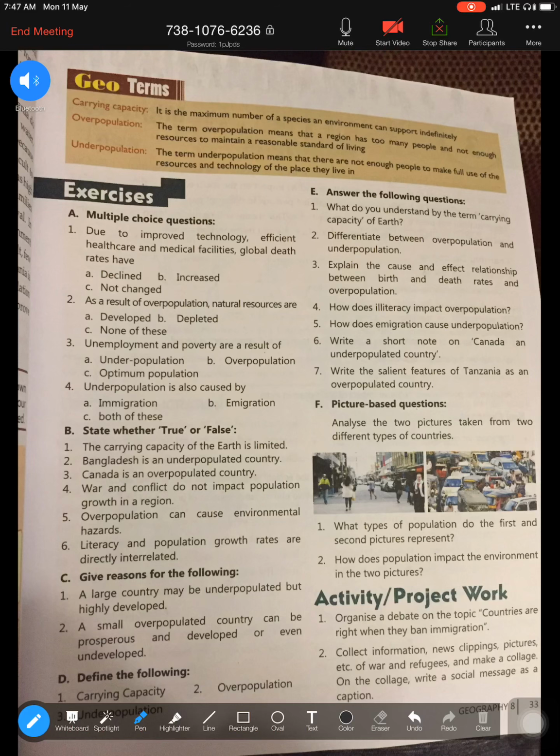Now here you're expected to do exercise A. When you do your multiple choice, please ensure that you write down the options, then put a tick on the correct options. The second thing you are expected to do is answer the following questions. Please copy the question and read it carefully, and I want you to solve questions number 1, 2, 3, 4 and 5. So in total, A multiple choice 1, 2, 3, 4 and E question numbers 1 to 5. These are the questions you are expected to solve and send in by this week.